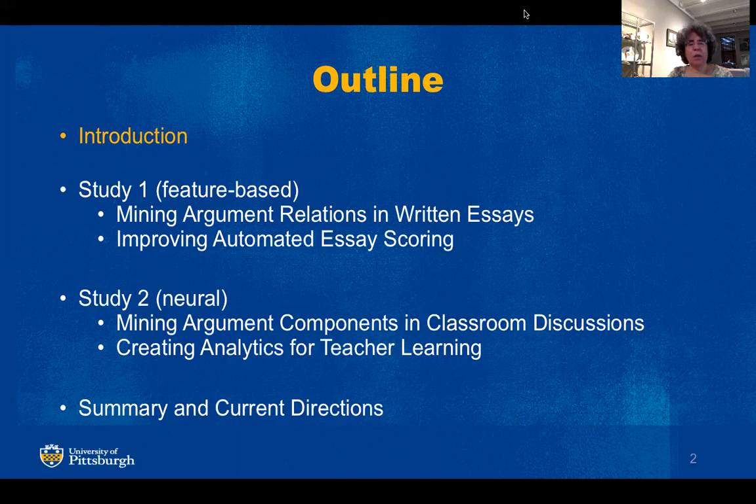The second part of the talk will focus on ongoing work that my group is doing in argument mining for multi-party classroom discussions. And this work takes an oral approach. It focuses on a different subtask of argument mining, a different type of data, and a different application. Here, a teacher dashboard to support teacher learning.